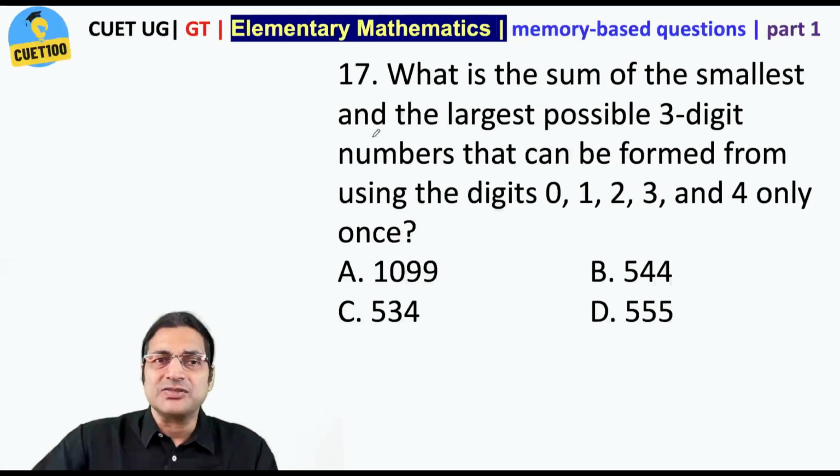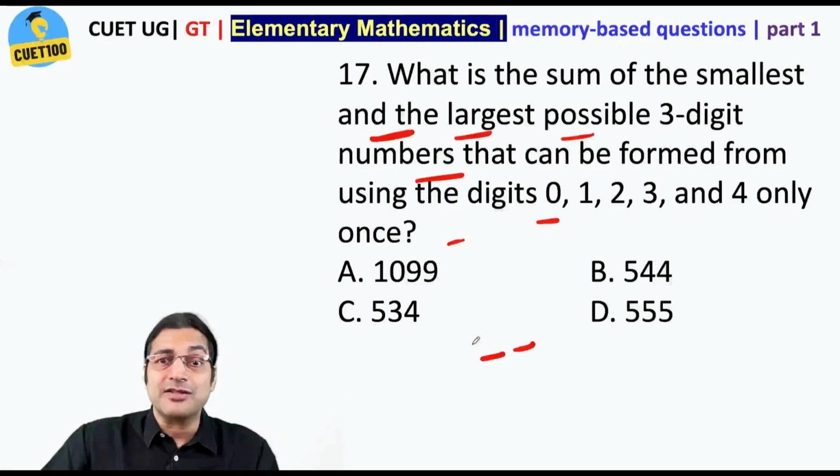What is the sum of the smallest and the largest possible 3-digit numbers that can be formed using the digits 0, 1, 2, 3, 4 only once? All right. Let's create the largest first. In the units place, you will put a digit as large as possible. So, you will put 4. Then here, you cannot use 4 for the second time. So, let's use the largest after 4, the second largest 3, and here the third largest 2. So, the largest number that you can create is 432.